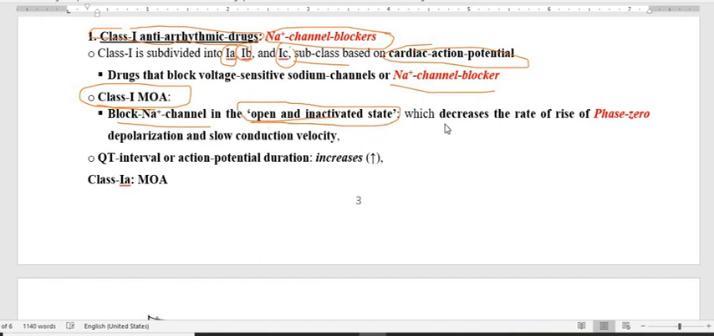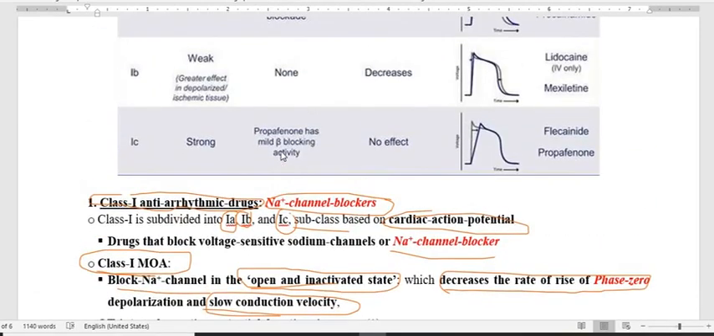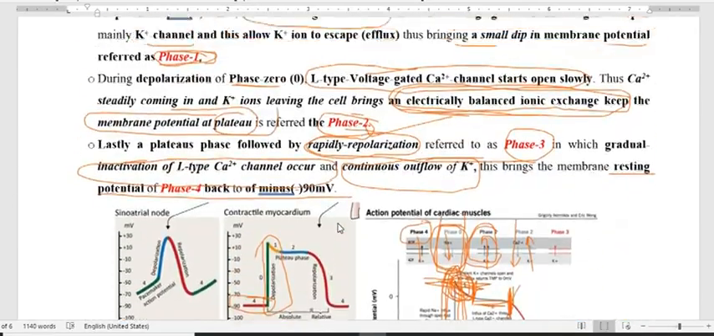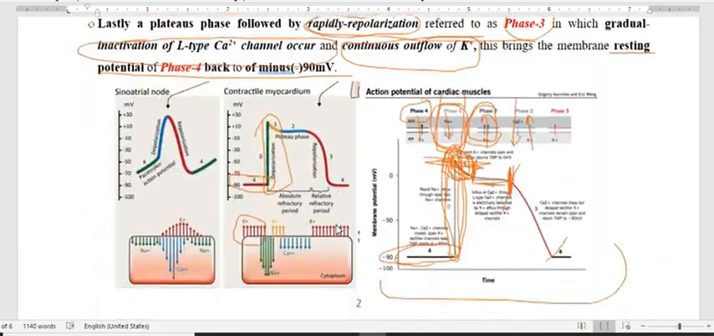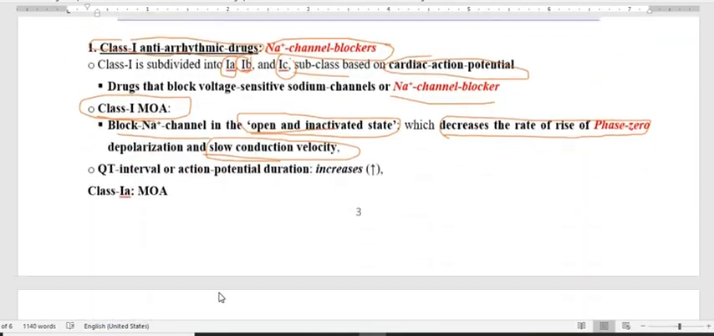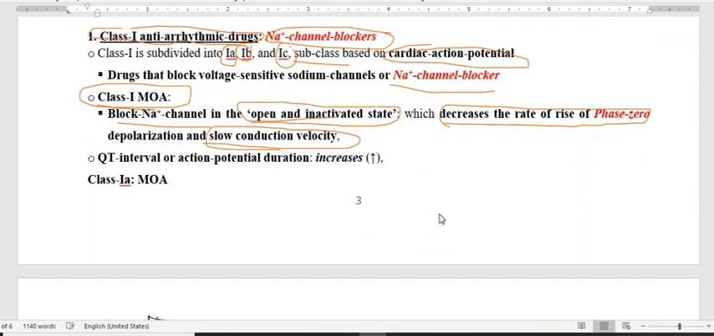It also decreases the rate of rise of depolarization, that is the phase 0 depolarization, and also slows down the conduction velocity. Why? How do we explain this? When you are blocking the sodium channel, what is happening?